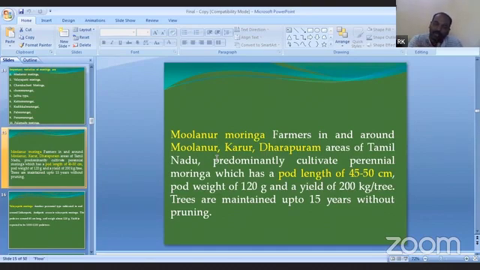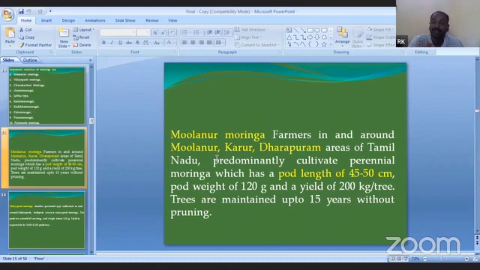Molanur Moringa is established only by farmers around Molanur, which is in Tirupur district and Karur district of Tamil Nadu. Dharapuram is in the district of Tirupur. So this area of Tamil Nadu predominantly cultivates perennial Moringa.